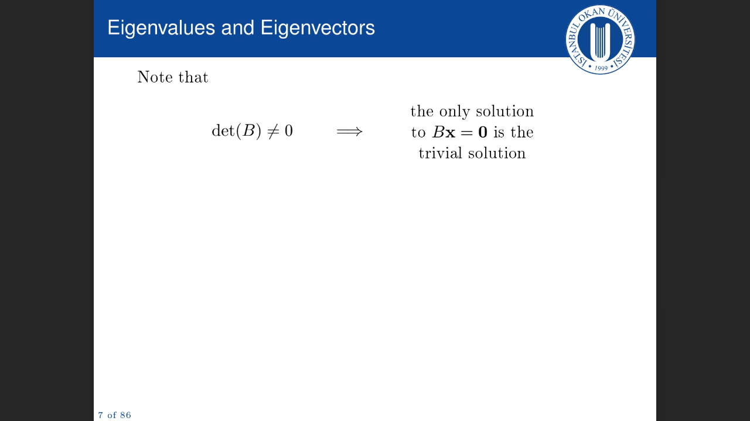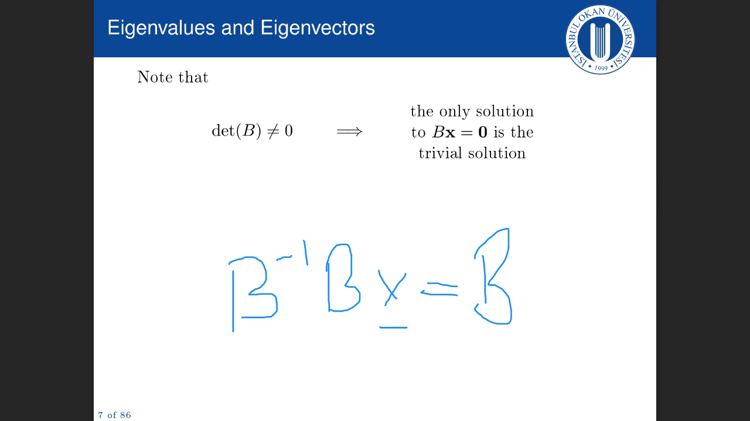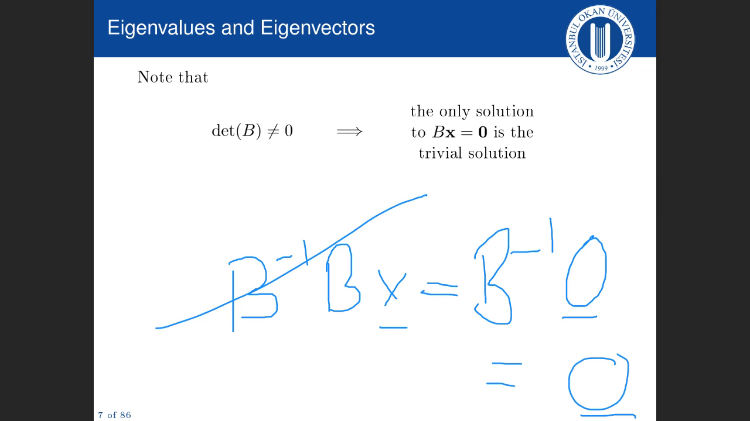Why? Well, if B is invertible, we can just multiply by B inverse on each side. We will get B inverse Bx is equal to B inverse 0. B and B inverse cancel. B inverse 0 is just a 0. So if B is invertible, if the determinant of B is not equal to 0, then the only solution to Bx equal to 0 is x equal to 0.